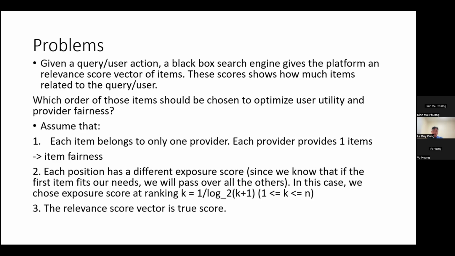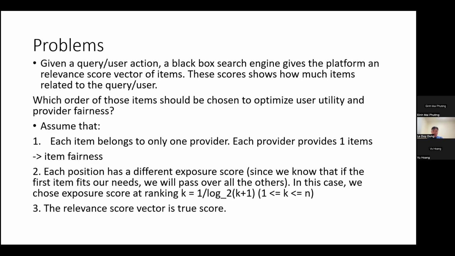The second assumption is, as we said before, that each position in the recommended list on the display screen will have a different exposure score, and since we know that it will decay, when the ranking goes down, the exposure score, or maybe the attention score from the user to the item, will decay. So here we will choose the exposure score for ranking K to be a log function. Assume that the rank starts from 1 to n, with n the number of items we want to recommend in the recommended list. And finally, assume that the relevance score which the black box engine gives us will be the true score of the item. So that is our assumption.